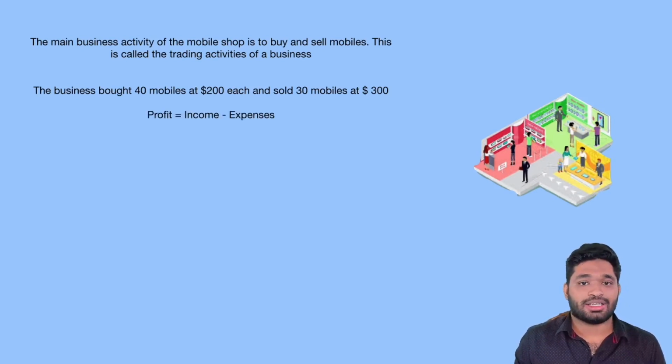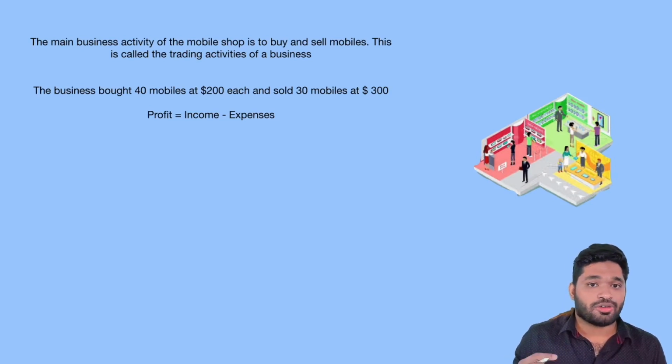Now guys, how do you calculate profit? Profit is income minus expenses. So from one mobile you create an income of 300 and the expense was how much? 200. So per mobile you will create a profit of 100. So you sold 30 mobiles, which means you should create a profit of 3000.